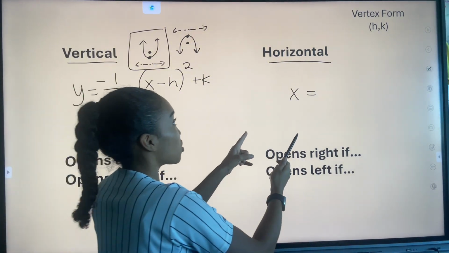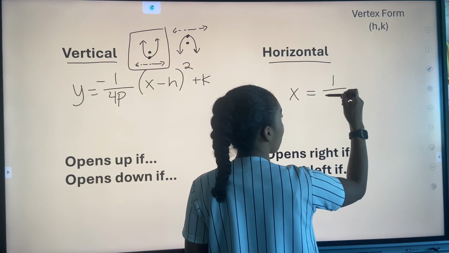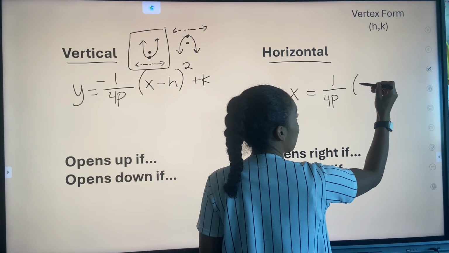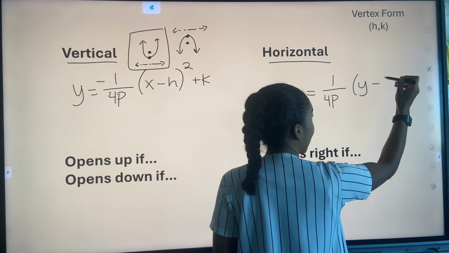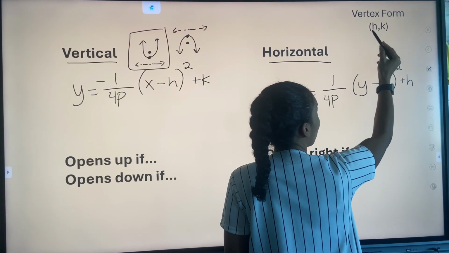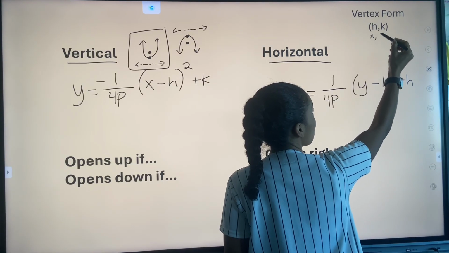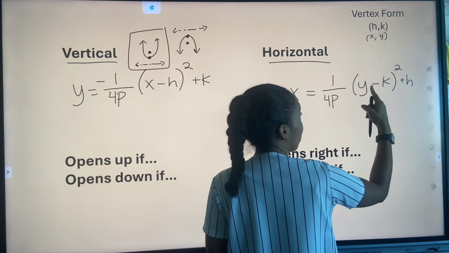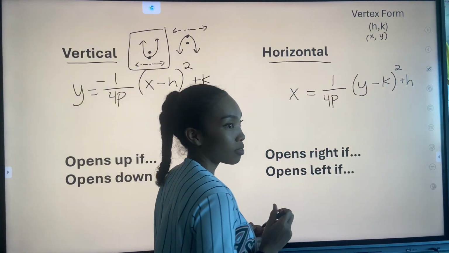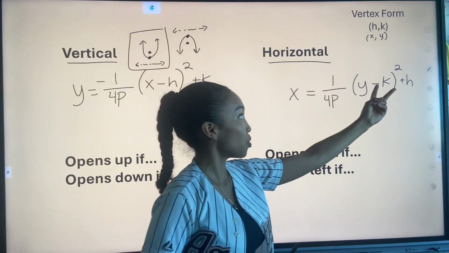Let's look at horizontal. Your equation for a horizontal parabola is 1 divided by 4p, and instead of an x here, it will be y, minus the k value, plus h. When you're in vertex form, h is associated with the x, k is associated with the y. So when you have a y on the inside, it'll be a k value. Those are swapped.